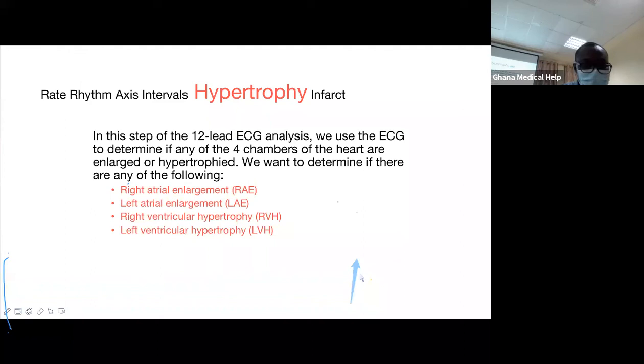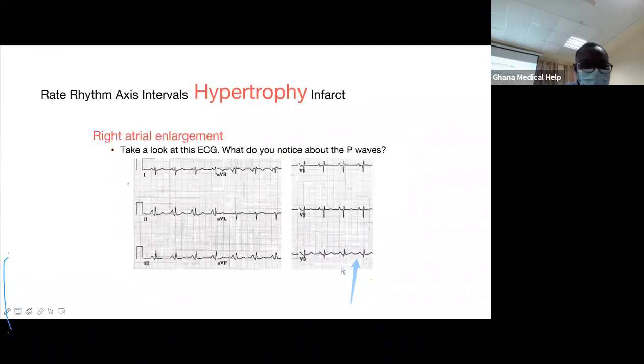So we are going to look at the right atrial enlargement, left atrial enlargement, right ventricular hypertrophy, and then left ventricular hypertrophy. I think we're already done with the left ventricular hypertrophy. So let's pick the right atrial enlargement. Let's look at this ECG.